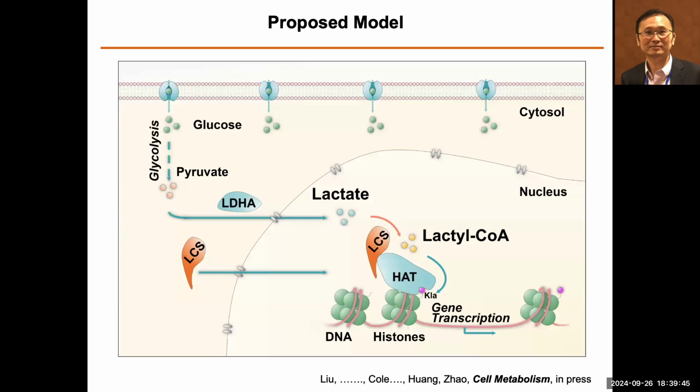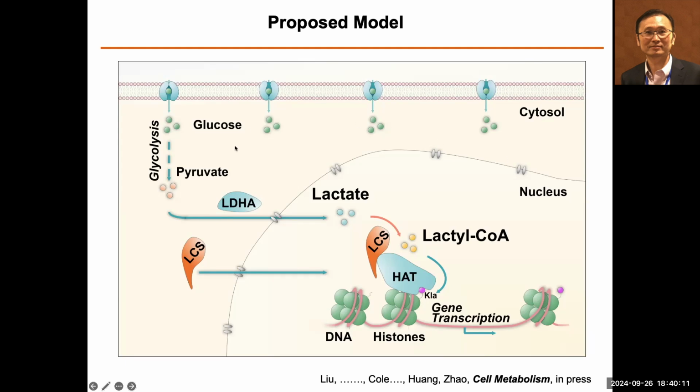So all our biochemistry, structural biology, metabolomics, proteomics, mutagenesis experiments and enzymology suggest GTP-SCS is a robust enzyme for the generation of lacto-CoA. And this enzyme can associate with P300 to catalyze histone lactation. So this is the model we have.